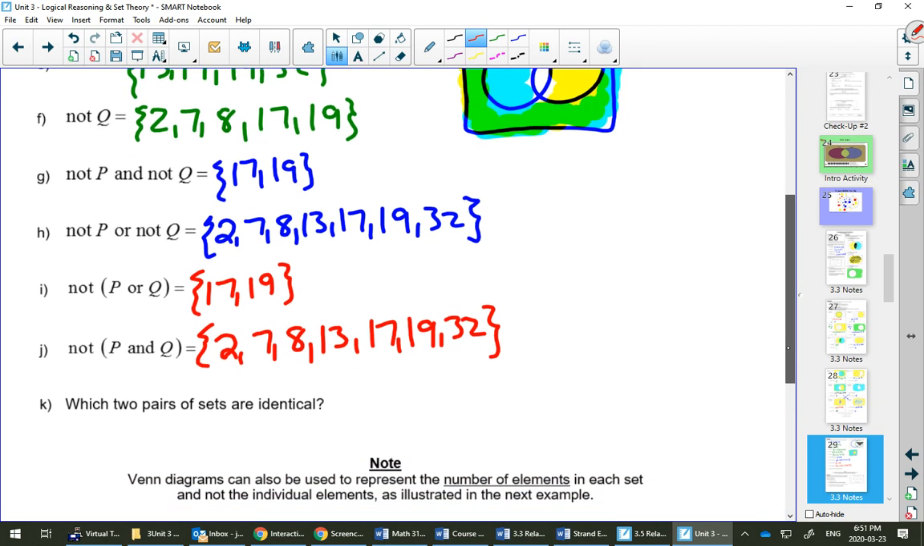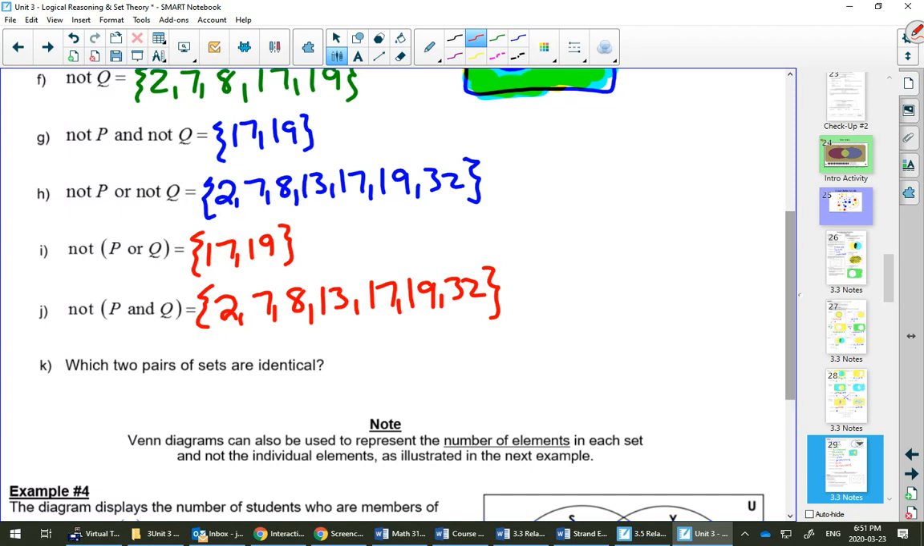Now, similar to what we just had in the last set of examples, which 2 pairs of sets are identical? Well, G and I are identical, and H and J are identical. So G and I, and then H and J. Okay.